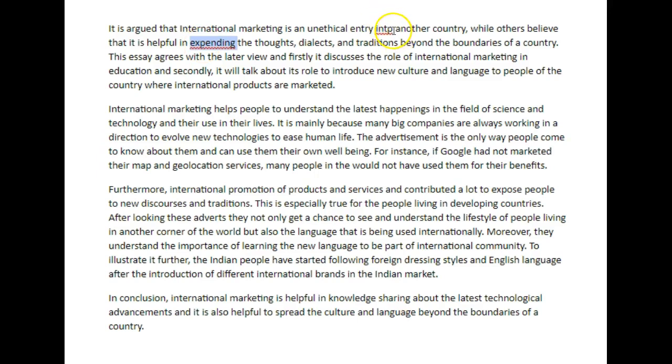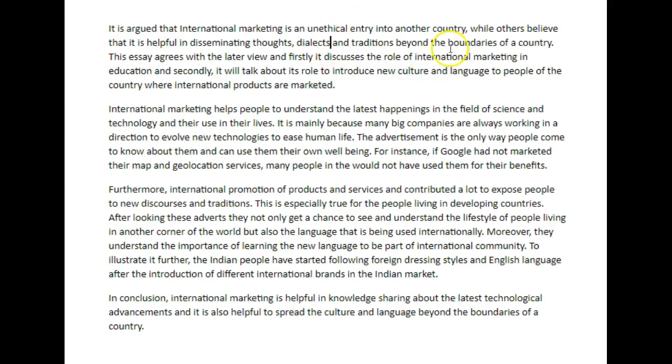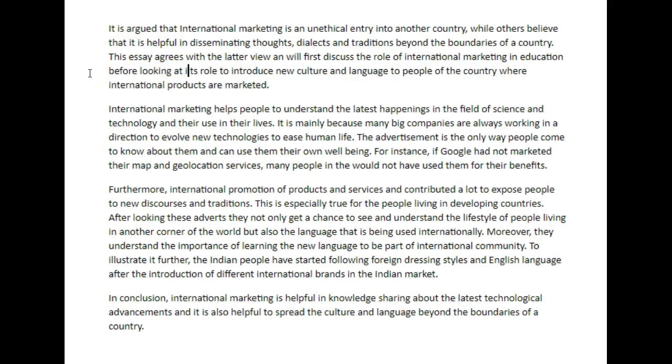I would say we should use a more precise word here. The latter view. I would say, and we'll first discuss before looking at its role.